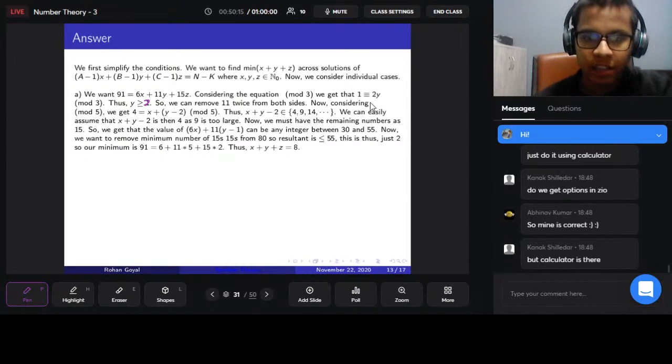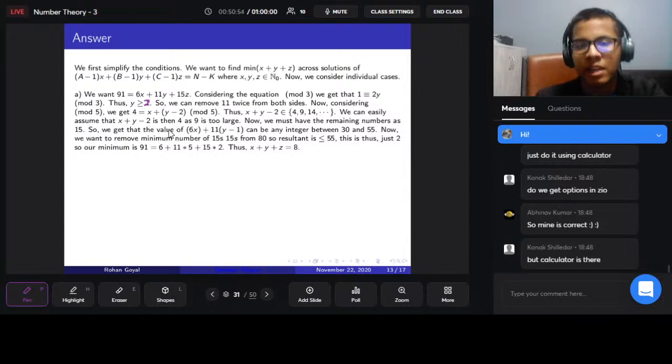So now we consider the new equation that we get, mod 5. The new equation we get is 69, mod 5. 6x mod 5 is x, 11 into y minus 2, because we have removed 11 twice, is just y minus 2, and 15z mod 5 is 0. So we get that x plus y minus 2 is 4, 9, 14 or larger. Now you can easily see that 9 would be too large of a number. So we consider the case where x plus y minus 2 is 4.